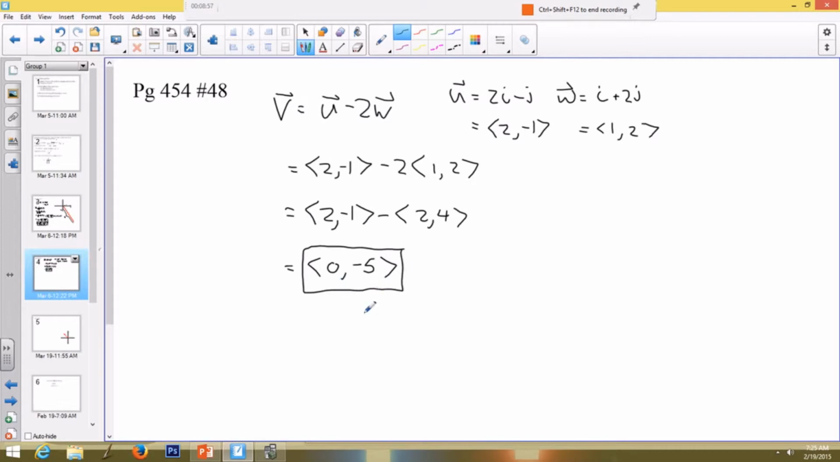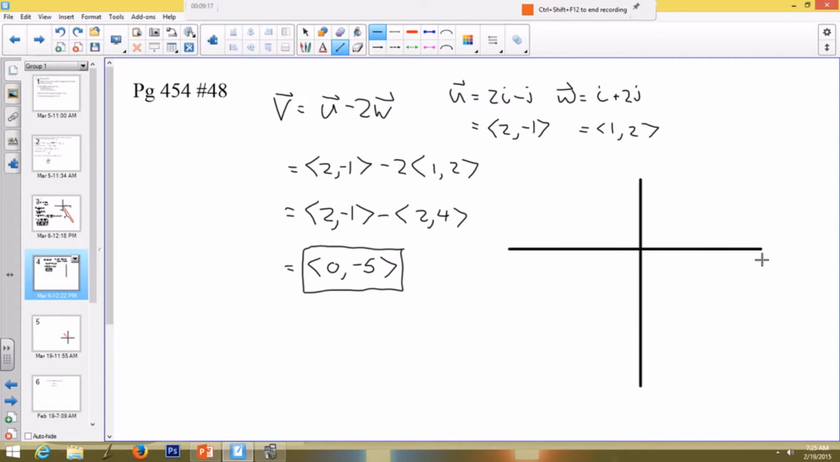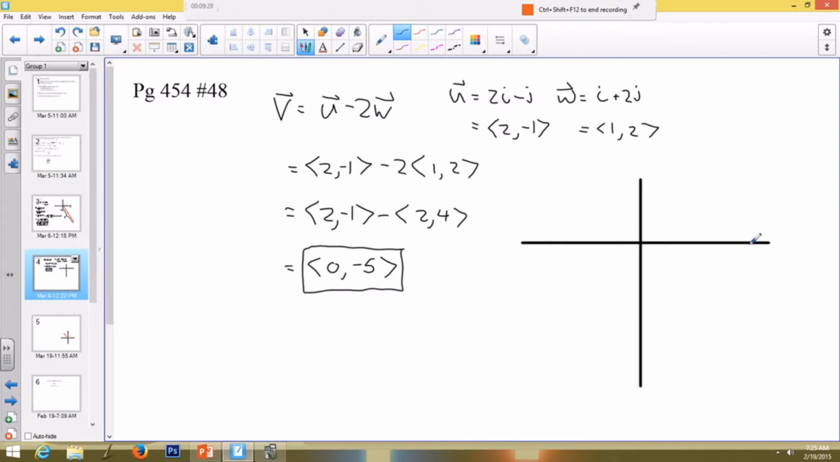And let's see here. If I wanted to do it, let's get a line here. Let's see here at 0, negative 5. Okay, I just want to make sure that I hit everything here. Oops. Let's go back to it. All right.